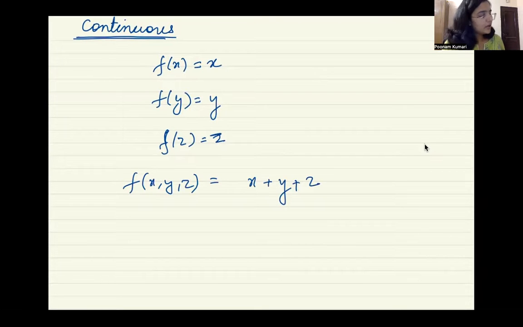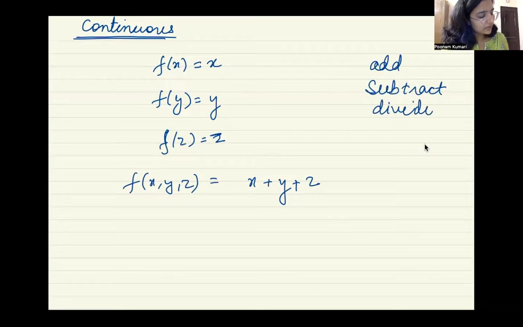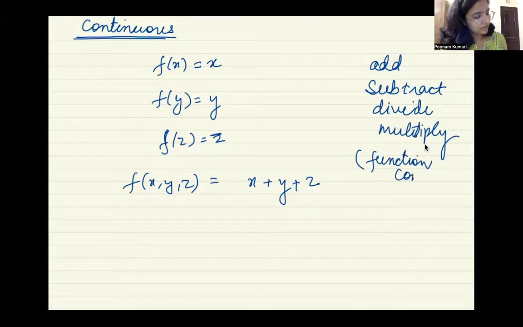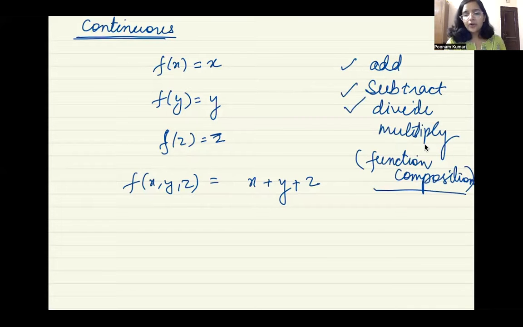So this is just to tell you that if you add, subtract, divide and multiply, and there is one more thing which is functional composition. I'll tell you what functional composition is. But if you add continuous functions, subtract continuous functions, divide continuous functions, and multiply continuous functions, the resultant function will also be continuous.